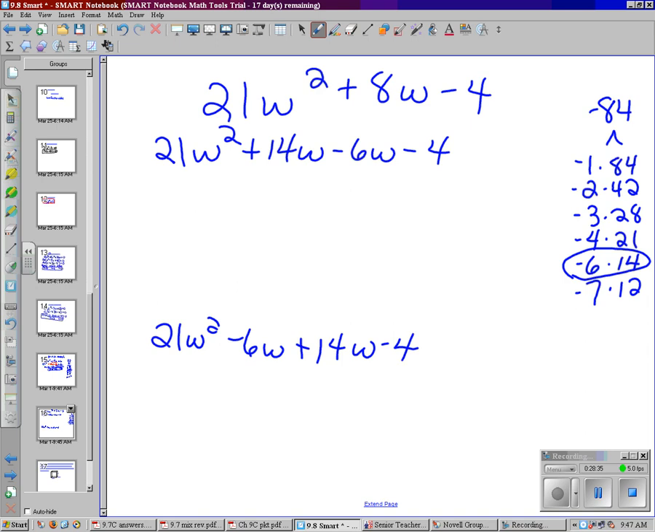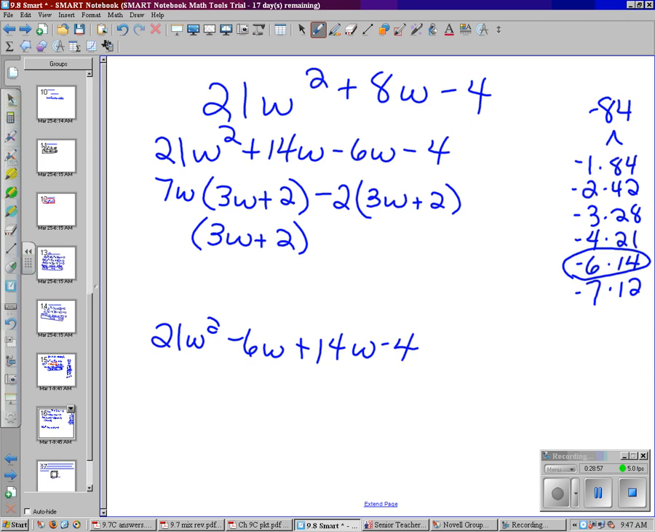Okay. So what are we going to take out of the first two, ladies and gentlemen? 7w, left with 3w plus 2. What are we going to take out of the other one? Negative what? 2. And we're left with? Alrighty. So we got 3w plus 2 is one binomial. What's the other one? Alrighty. Down here, what would I take out between 21 and 6? 3 and a w. What am I left with?